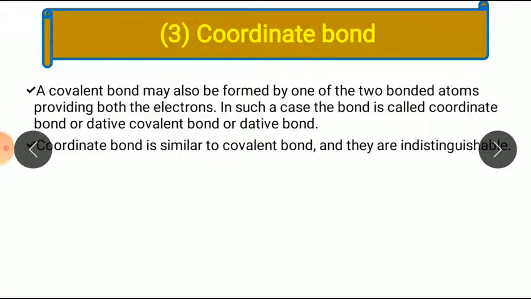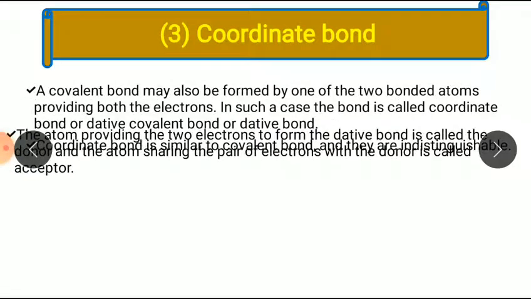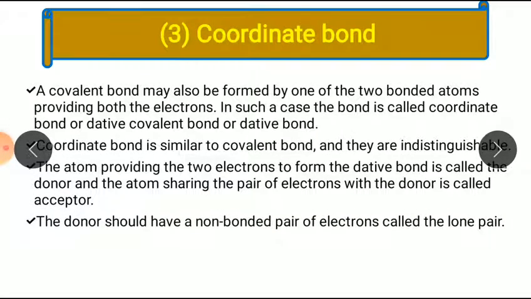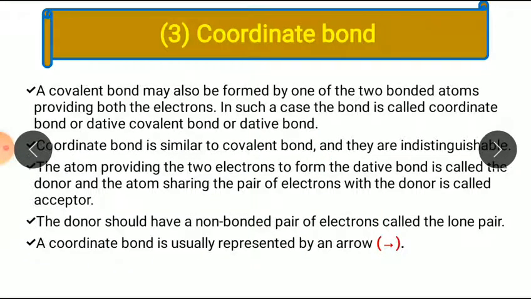A coordinate bond is similar to a covalent bond and they are indistinguishable. The atom providing the two electrons to form the dative bond is called the donor, and the atom sharing the pair of electrons with the donor is called the acceptor. The donor should have a non-bonded pair of electrons called the lone pair. A coordinate bond is usually represented by an arrow.